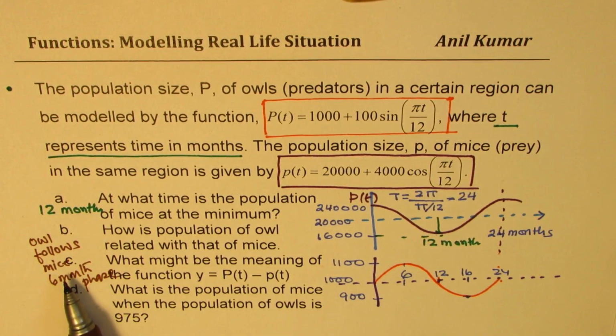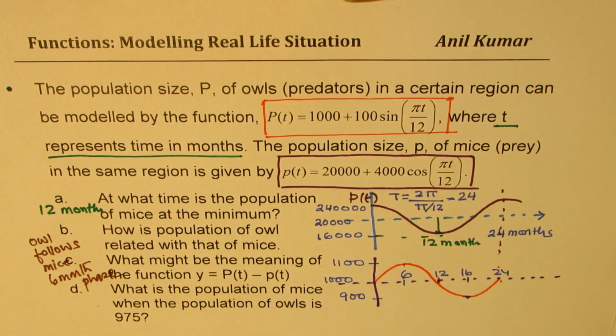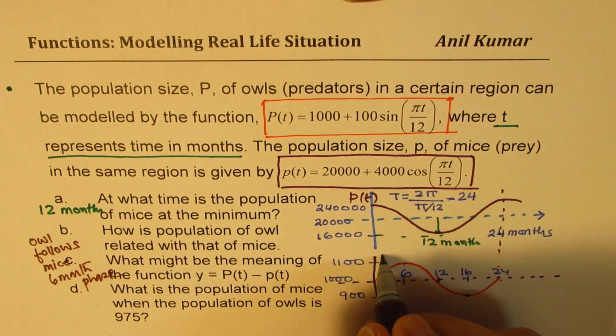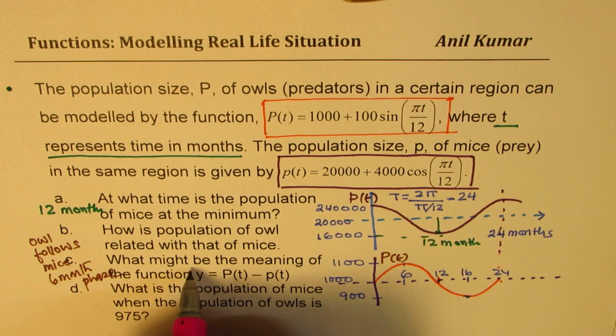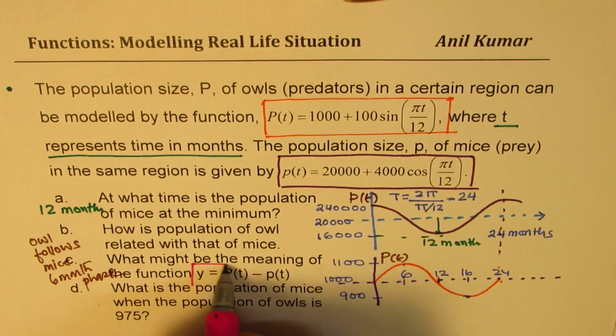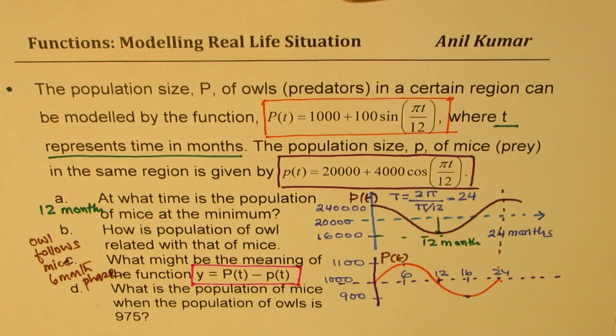Now let's talk about part C, which is what might be the meaning of the function capital P of t minus lowercase p of t. So this is your capital P of t, the owl population. Now what do you understand by this particular relation? This is a key part which many of my students could not understand. So I'd like you to comment on this.